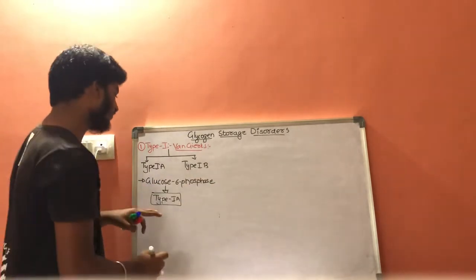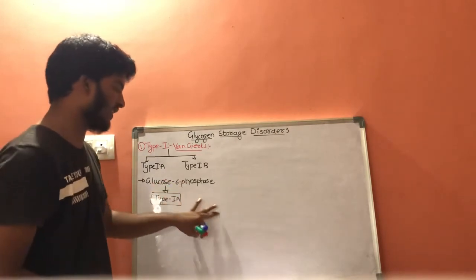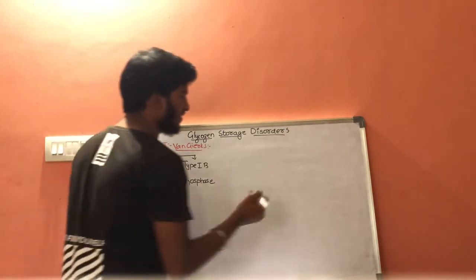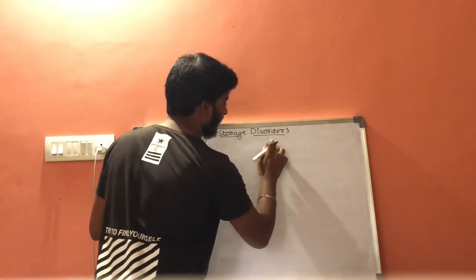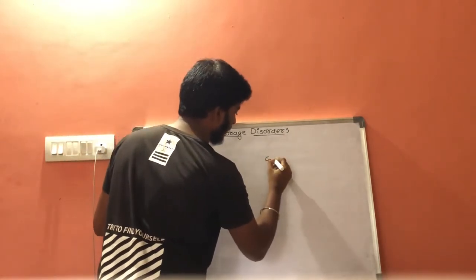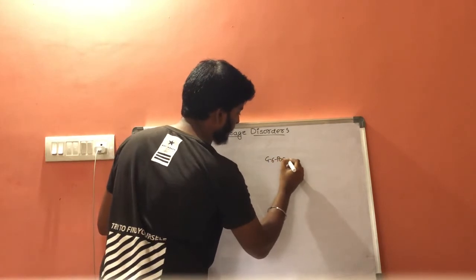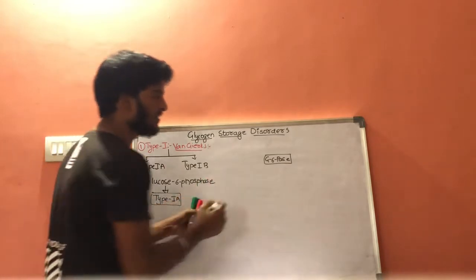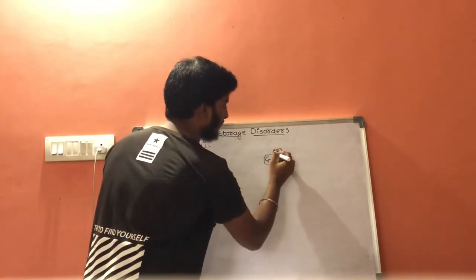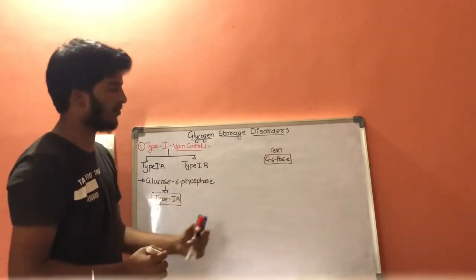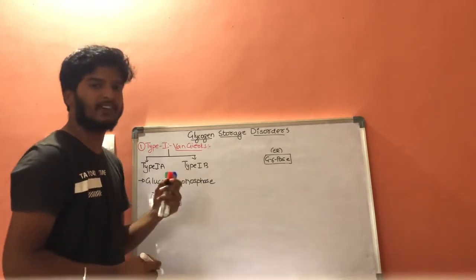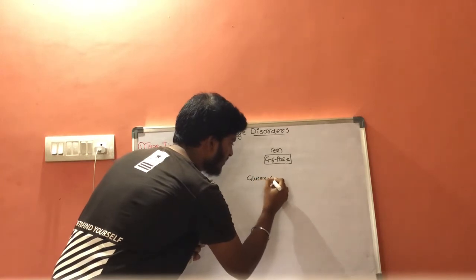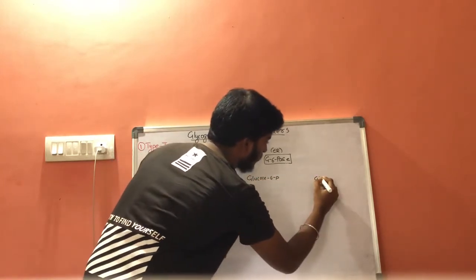Now, discussing the characteristics of type 1A, glucose 6-phosphatase is the enzyme. It is present in the endoplasmic reticulum. The function of glucose 6-phosphatase is conversion of glucose 6-phosphate to glucose.